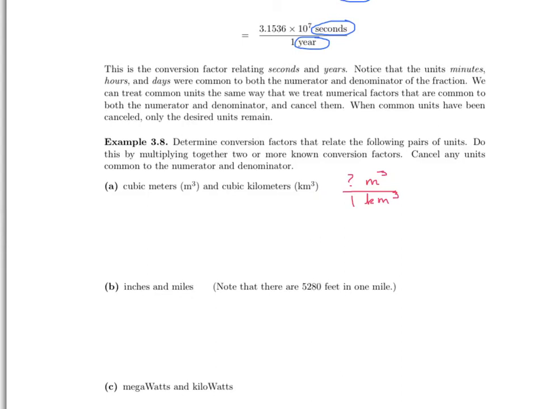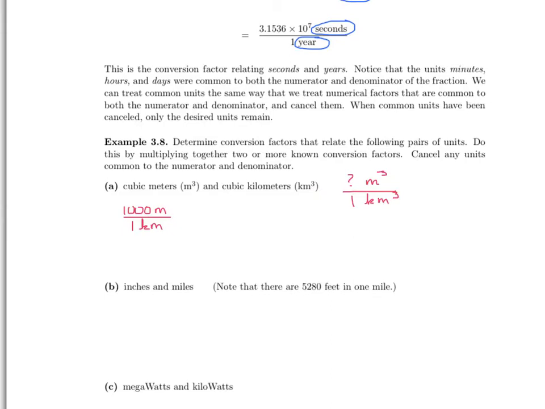Well, what do we know about meters and kilometers? Remember that the prefix kilo means to multiply by 1,000. That means that there are 1,000 meters in 1 kilometer. So let's write that conversion factor down. We have 1,000 meters in 1 kilometer.